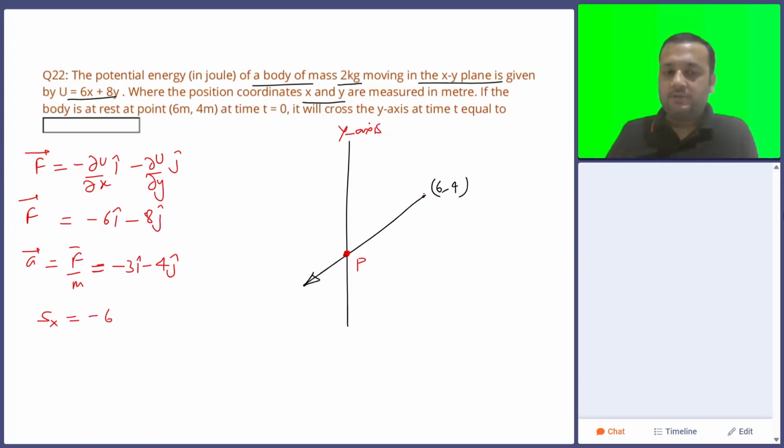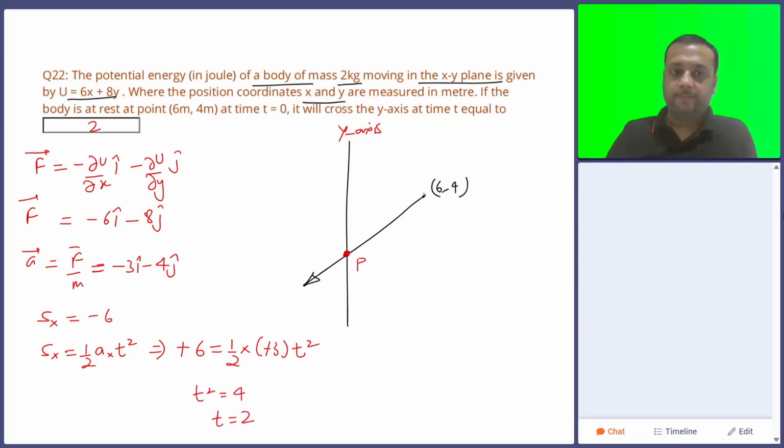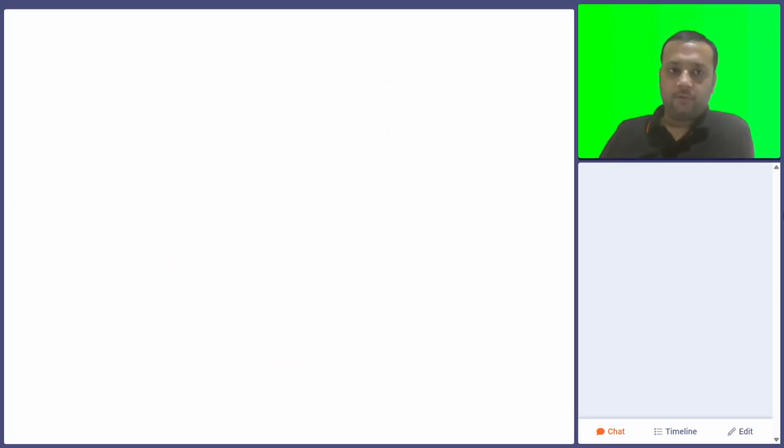Now I will use Sx equals half into Ax into t square. Because the initial velocity in x was 0, minus 6 will be equal to half into acceleration in x, which is minus 3, into t square. From here the minus signs will be gone. 6 times 2 is 12, divided by 3 is 4. So the time becomes 2 seconds. So 2 seconds will be the correct answer for this question. I hope you have understood this.